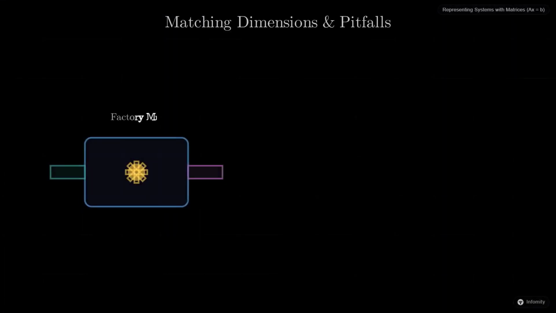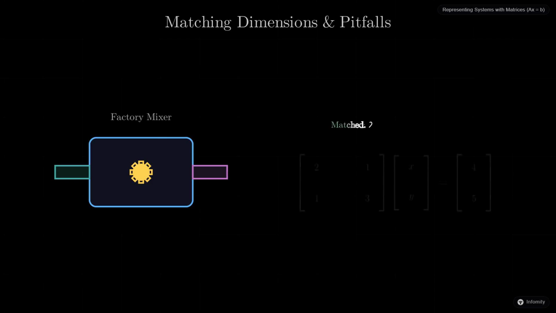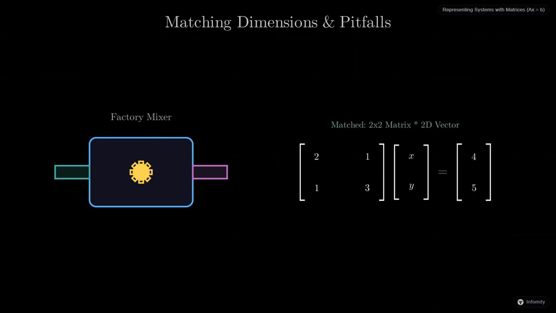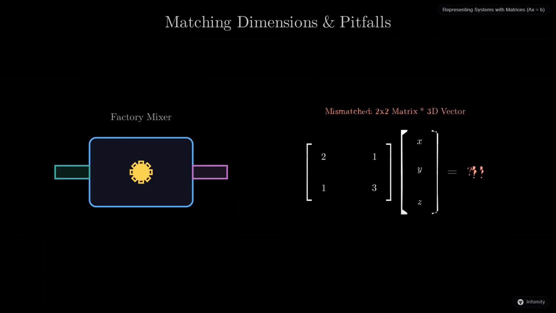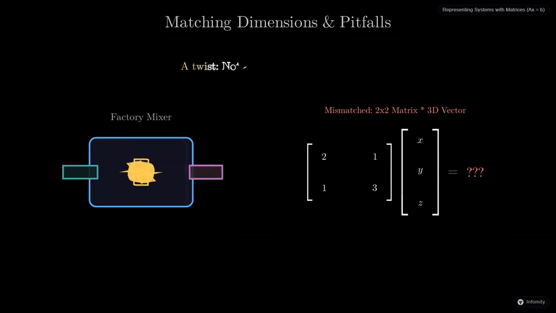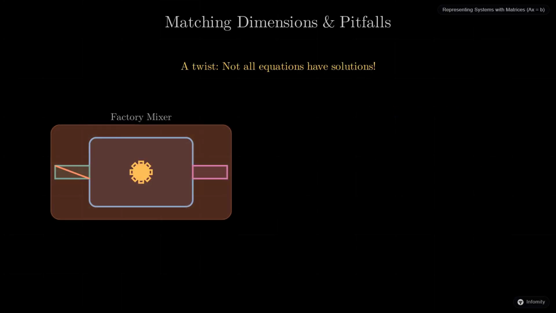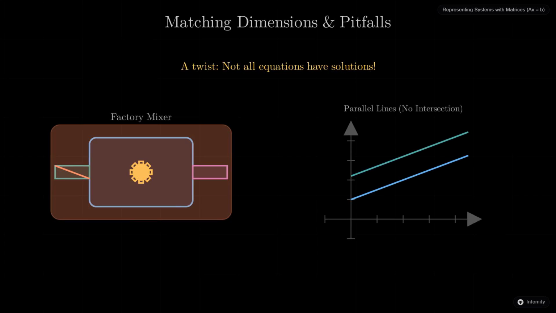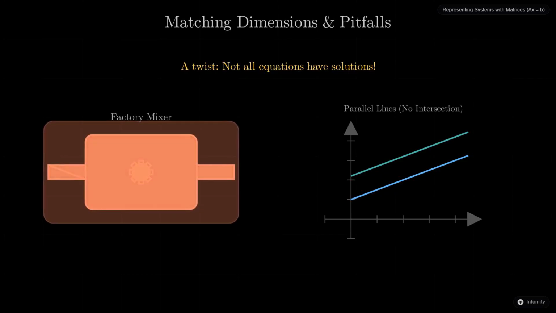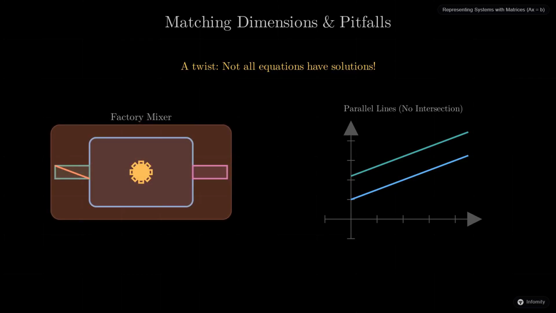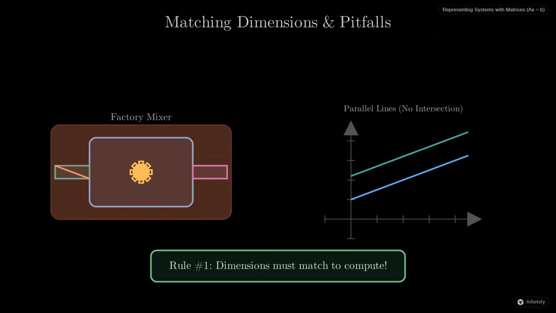To run our machine, dimensions must match. The mixer jams if inputs don't match pipe. A 2x2 matrix must multiply a two-element vector. Using a three-dimensional vector breaks the math. There's a twist most people miss. Not every equation has a solution. If lines are parallel, no input vector can hit our target. The factory icon shows broken pipes when dimensions fail. Parallel lines mean the machine cannot reach certain targets. Matching dimensions is the first rule of matrix algebra.